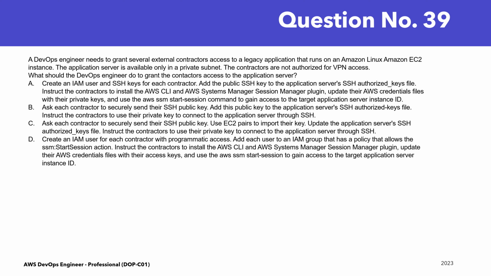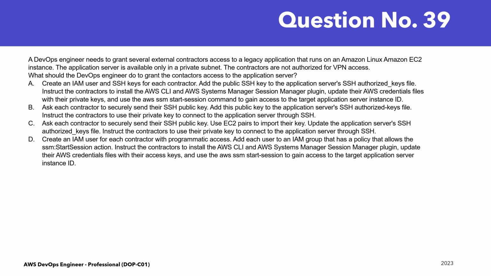A. Create an IAM user and SSH keys for each contractor. Add the public SSH key to the application server's SSH authorized_keys file. Instruct the contractors to install the AWS CLI and AWS Systems Manager Session Manager plugin, update their AWS credentials files with their private keys, and use the AWS SSM start-session command to gain access to the target application server instance ID. B. Ask each contractor to securely send their SSH public key. Add this public key to the application server's SSH authorized_keys file. Instruct the contractors to use their private key to connect to the application server through SSH.